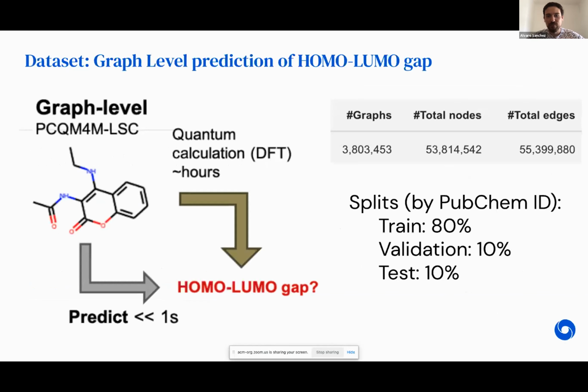So at this point, I guess everyone is familiar with the PCQ task, which consists of predicting the HOMO-LUMO gap for a test set of about 400,000 test molecules. And the challenge is to be able to approximate DFT, which usually takes hours, in a fraction of a second.